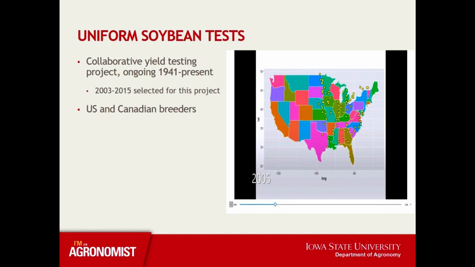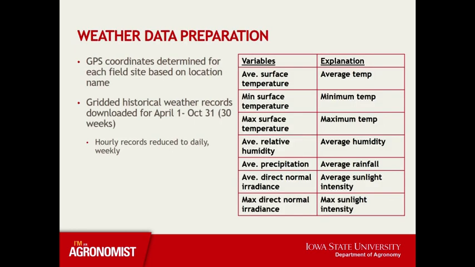You can see the locations as they change throughout the years, but you have a core set of environments that are consistently tested year in and year out. These tests have been ongoing since 1941 and are a collaboration between United States and Canadian breeders, whether at the USDA or at research institutions like this. So we started out preparing weather data.